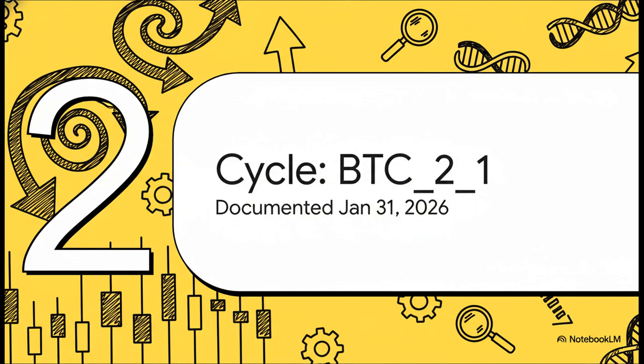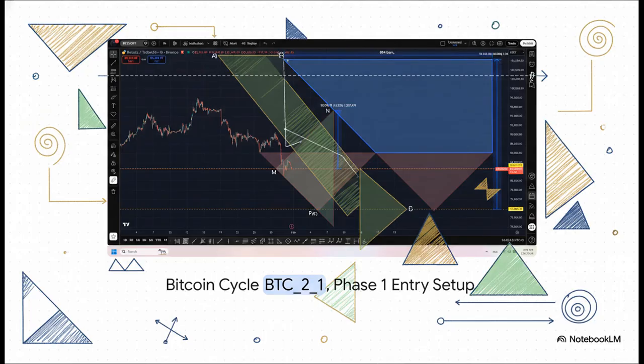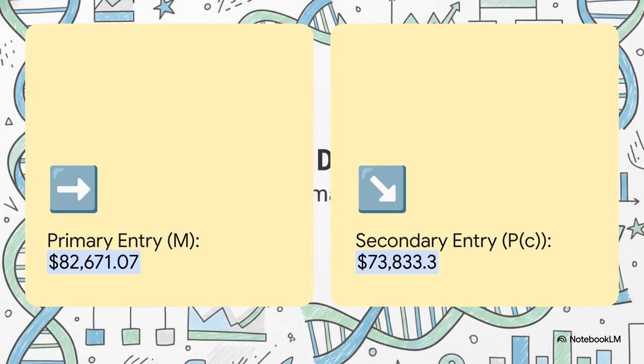What we're looking at here is a Bitcoin cycle blueprint, and it's labeled BTC_2_1. And for the record, this data was all documented as of January 31st, 2026. Here we go. This is the initial setup for phase one of this cycle, which is defined simply as the entry phase. As you can see, the model's geometric structure is laid right over the price chart. It's all right there.